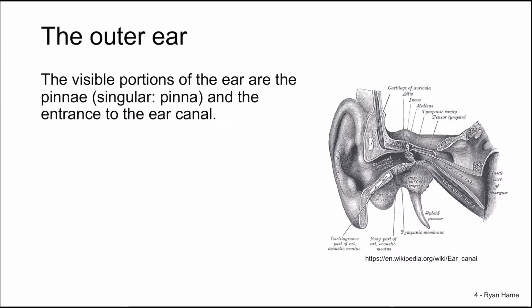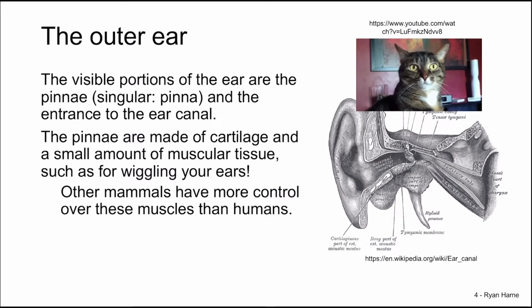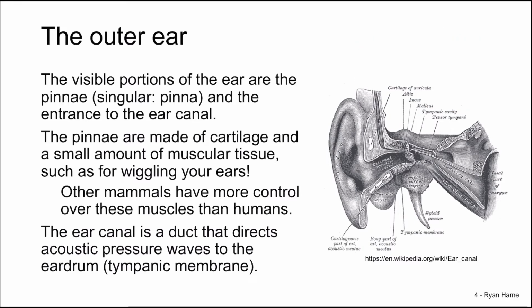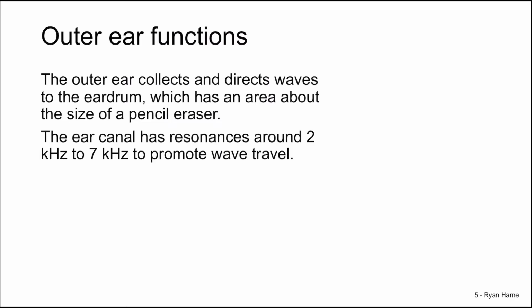The outer ear that's visible externally is called the pinna, or plural pinnae. It's a Latin term, and this is the entrance to the ear canal. The pinnae are mostly made of cartilage and a small amount of muscular tissue, such as if you're able to wiggle your ears, and other mammals have a little bit more control over ear motions than humans, but the pinna is otherwise designed to direct acoustic pressure down the ear canal and towards the eardrum, also called the tympanic membrane. The outer ear collects and directs sound down to the eardrum, and the eardrum is small. It's about the same size as a pencil eraser.